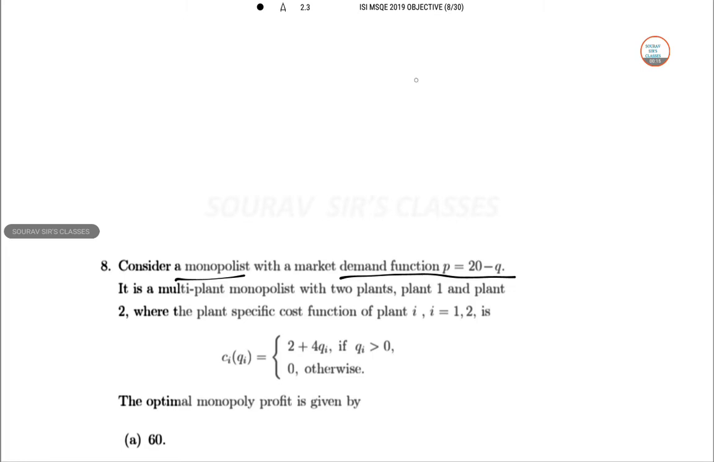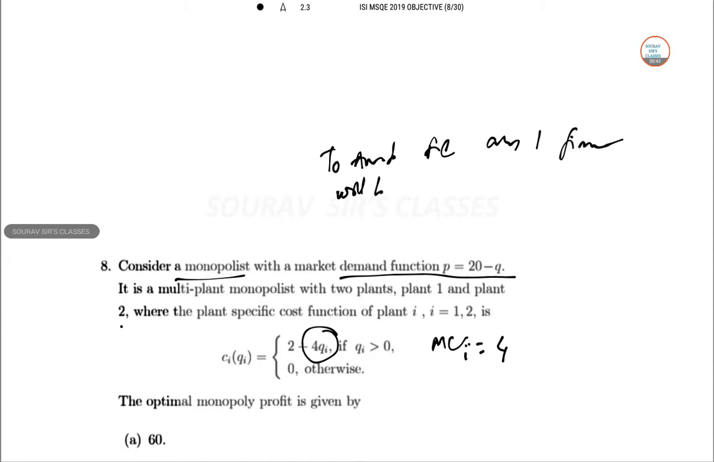So marginal cost of producing is constant. So marginal cost is 4. So MC equal to MC1 equal to 4 for both the firms. So the monopolist would not use both plants as the marginal cost is the same. To avoid paying fixed cost, any one firm is enough and will be used.